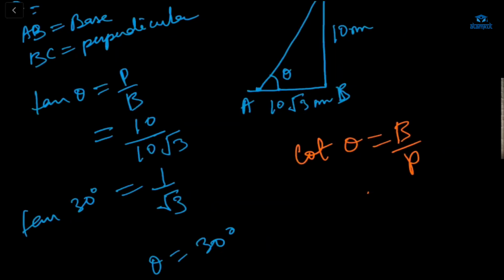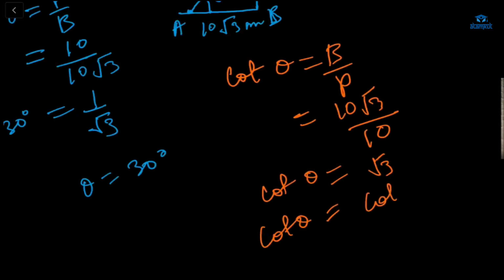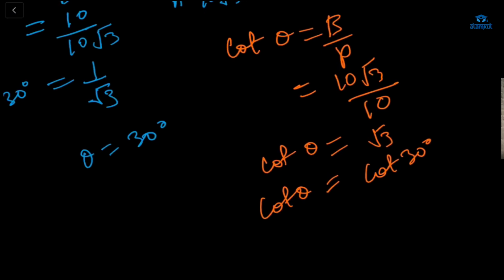it will be 10 root 3 upon 10. So cot theta will be equal to root 3. When cot theta gives you root 3, that is cot 30 degree, so theta will be equal to 30 degree. Understood? So both ways are correct.